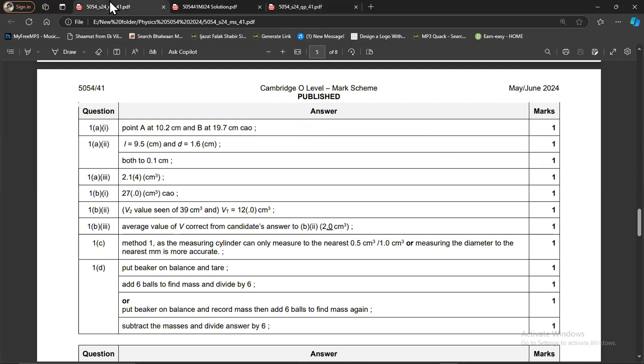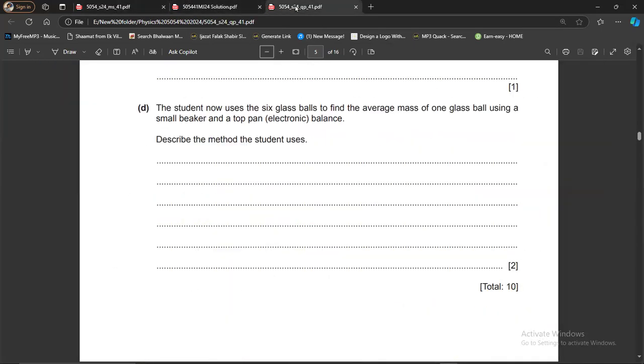I hope I am pronouncing that word correctly. Tare. So you can tare it. Tare means that when you put an empty beaker on the electronic balance, obviously it will show some reading, and then there is a button on the electronic balance. You press it, and the reading becomes 0.0. Then whatever you put in that beaker, for example, I put 6 marbles in that beaker, whatever reading is shown after taring is directly the mass of those 6 balls.